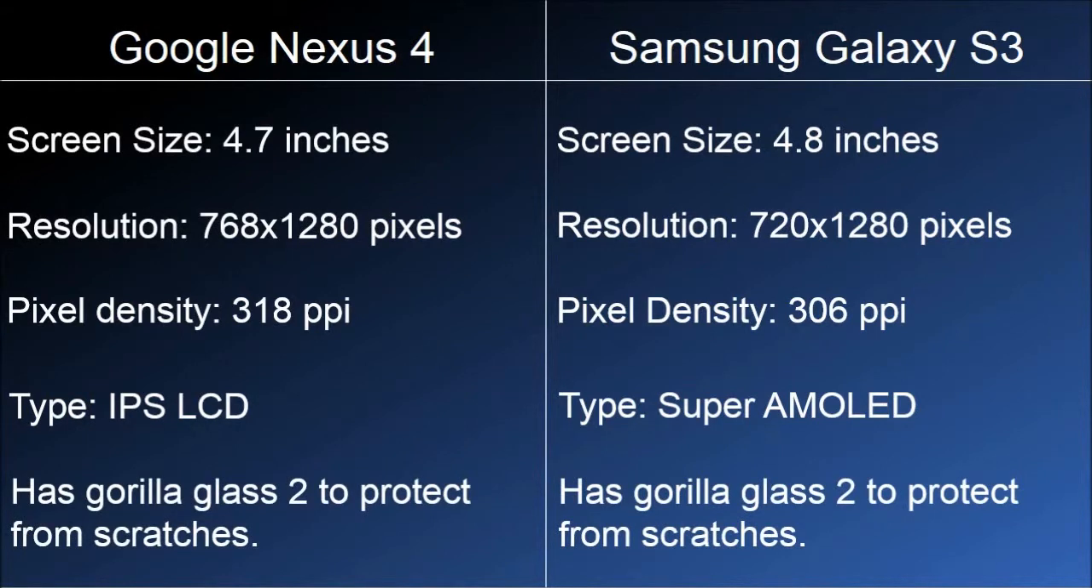Both screens have Gorilla Glass 2 to protect the screen from receiving any possible scratches. I know personally my last two phones have had Gorilla Glass 2. Neither of them have got a single scratch on the screen, so it is a very good scratch resistant screen on both of them.